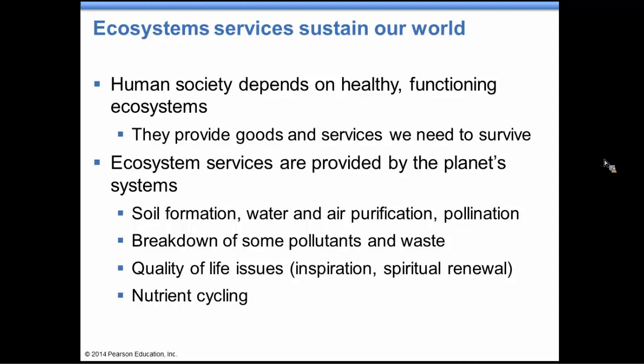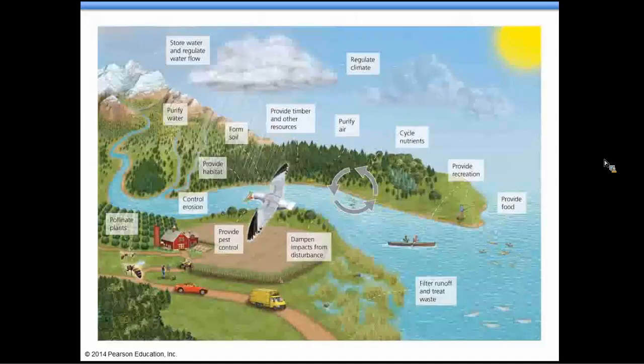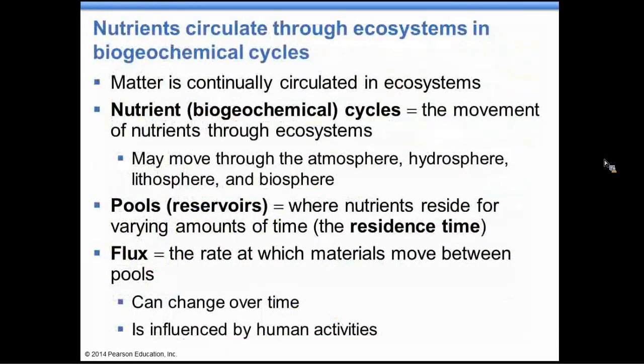One of the most important ecosystem services is the cycling of nutrients, and these are called the biogeochemical cycles. And here's just an infographic on a couple of them and the nutrient cycles. So nutrients circulate through our ecosystems in these biogeochemical cycles that I was talking about. Nutrients move through the ecosystem in nutrient cycles or biogeochemical cycles.